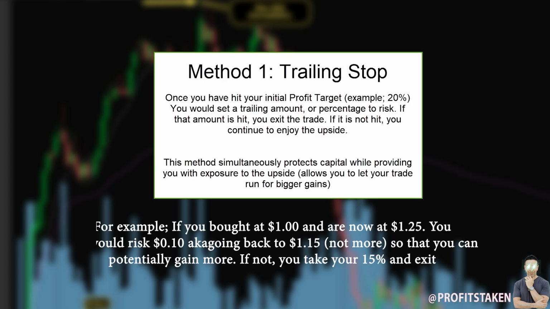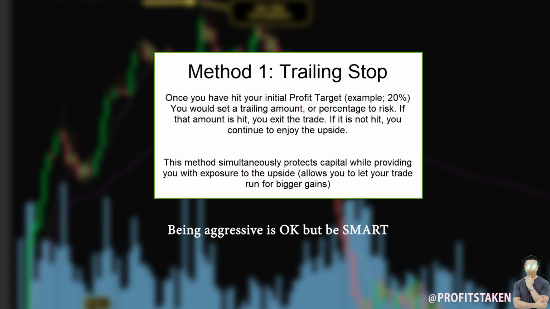And both are important. I don't believe you should just protect your profits and sell, because you do want to get those times where you can have big winners, and that just increases your average. And we'll talk about that later. So in this case, as long as the price never pulls back 10 cents, you'll continue enjoying upside.